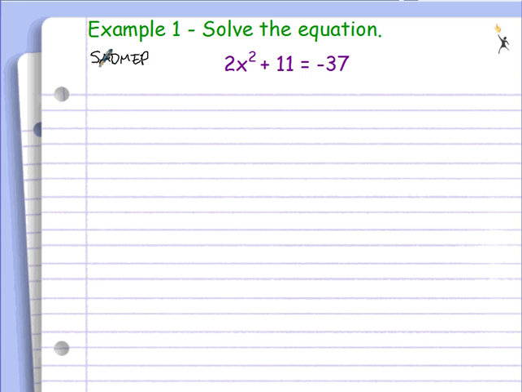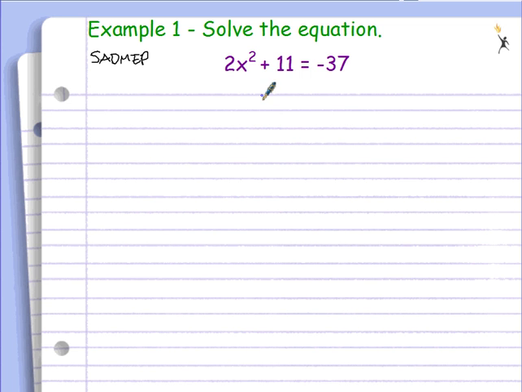Getting rid of any addition or subtraction, and then getting rid of any division or multiplication, then getting rid of any exponents, and then parentheses if you have anything left. Okay, so using our SADMAP, let's solve 2x squared plus 11 equals negative 37.